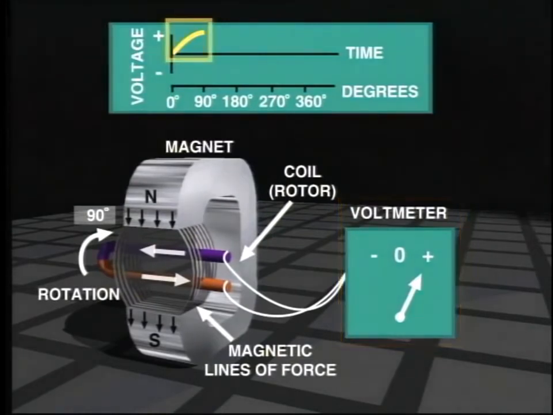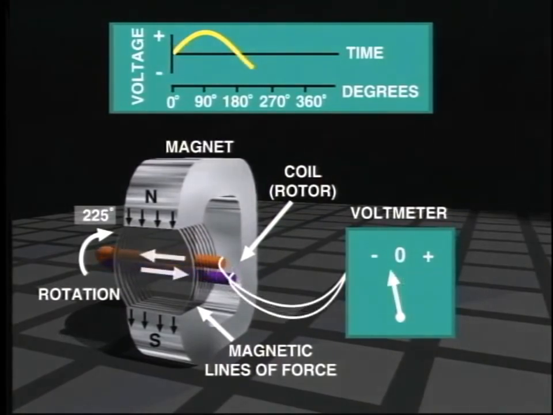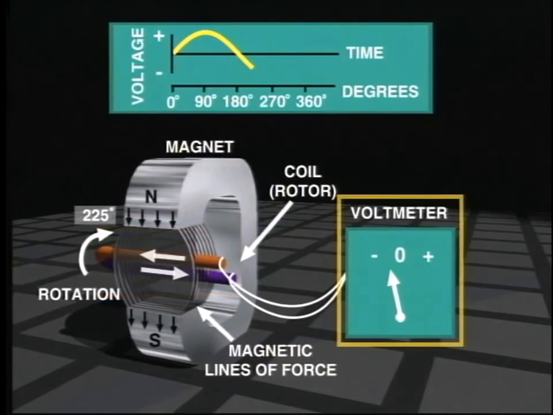As the rotor moved from 0 degrees to 90 degrees, the voltage has increased like this. And then as the rotor moves from 90 to 180 degrees, it decreases like this. As the coil continues rotation past this 180-degree position, the conductors are cutting flux from a different pole. The red conductor is now closer to the north pole, and the purple conductor is closer to the south pole. So the voltage generated is now in the opposite, that is, negative direction.